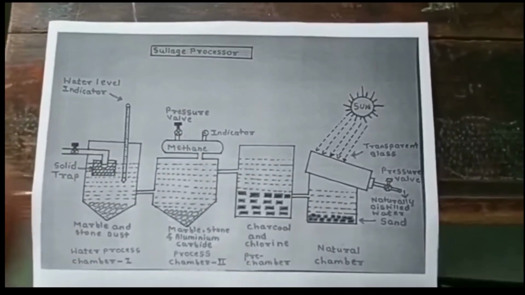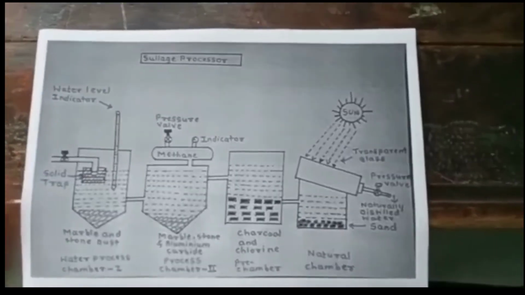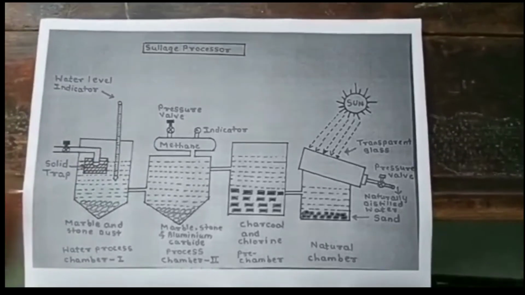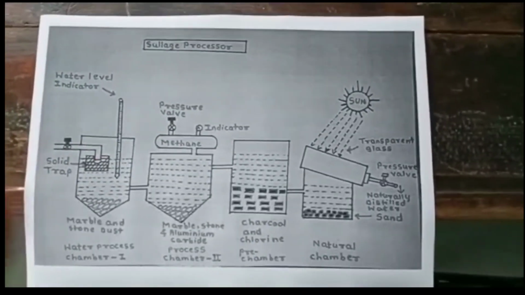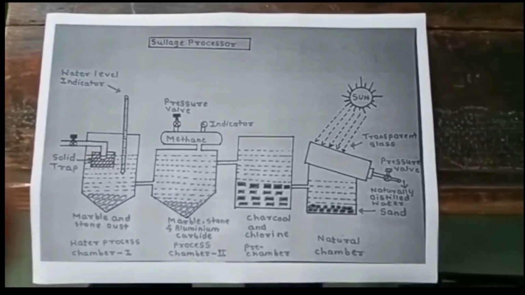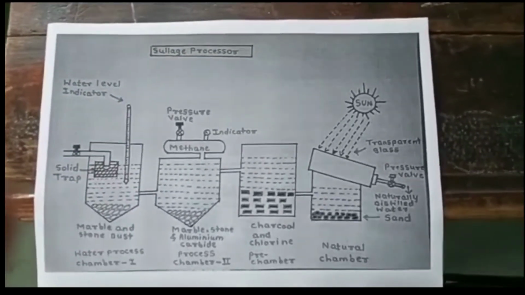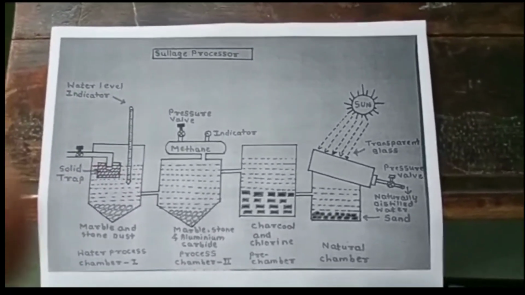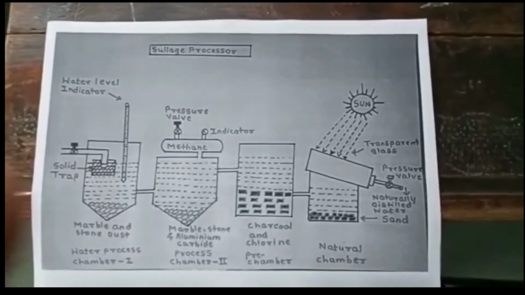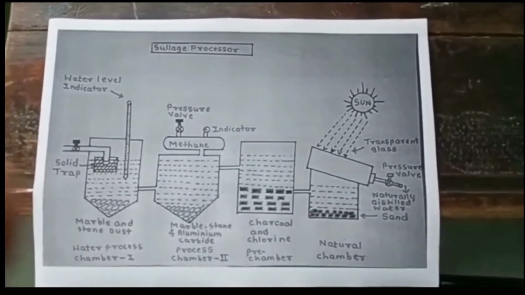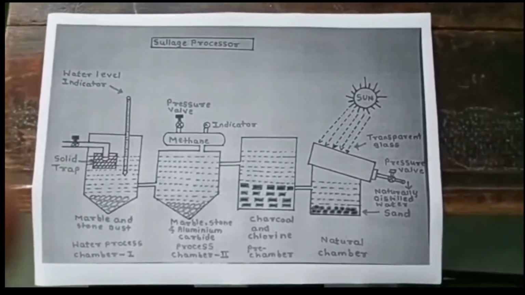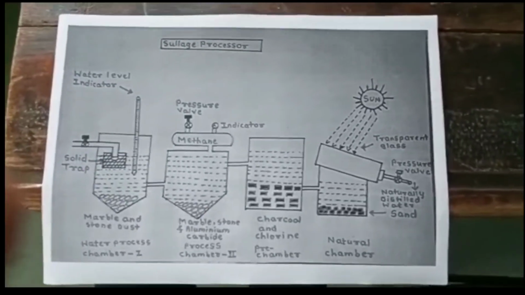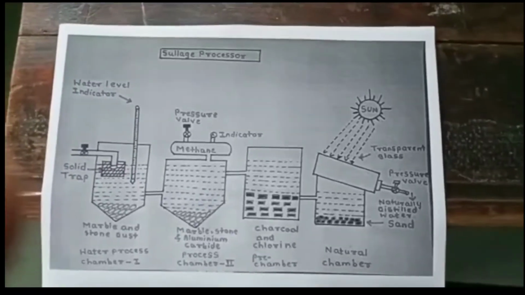Then, whatever impurities of small magnitude are left present in chamber number 1, 2 and chamber number 3, that is the pre-chamber, can be left out in the natural chamber, which is called chamber number 4. The highly purified water from the pre-chamber, that is chamber number 3, is then passed towards the natural chamber. The natural chamber is also made of aluminium or plastic or cement concrete.